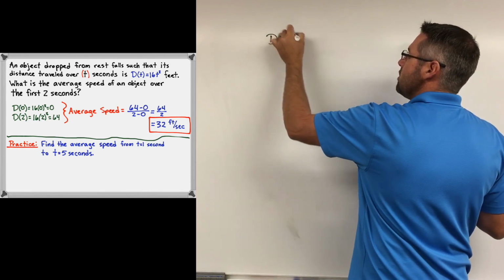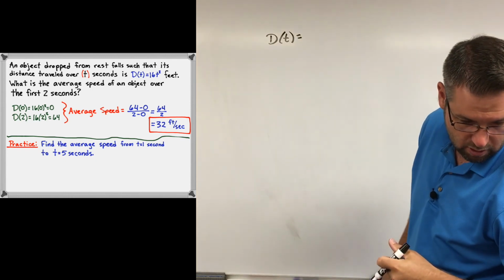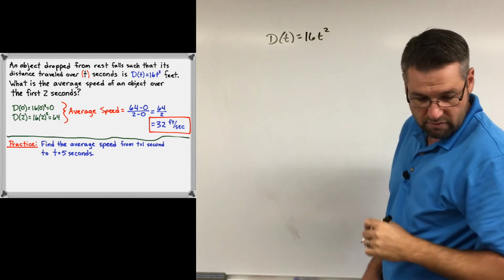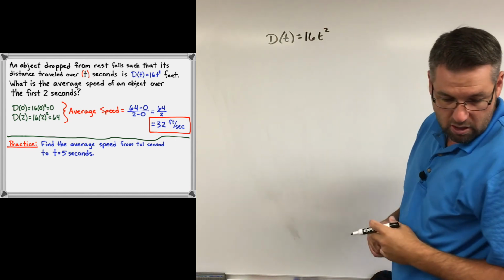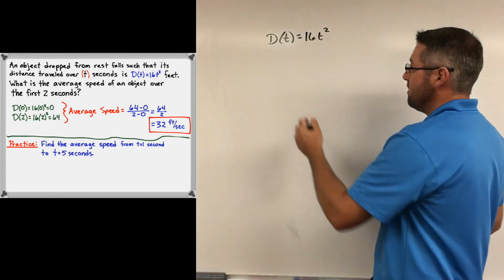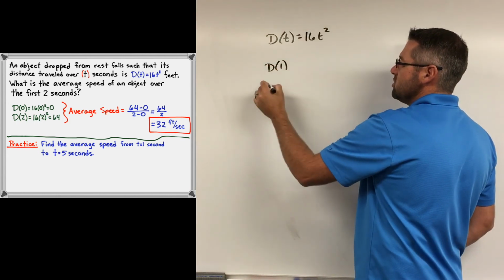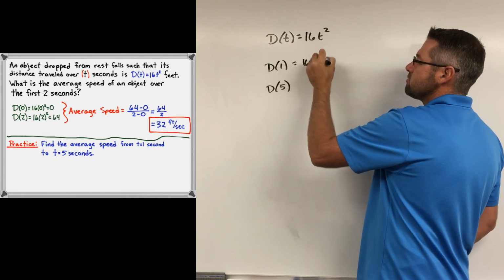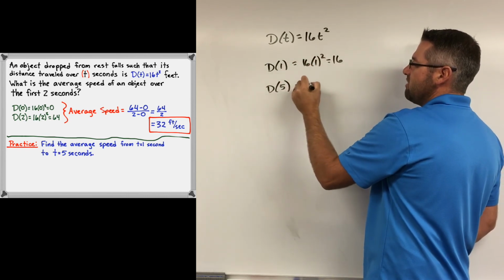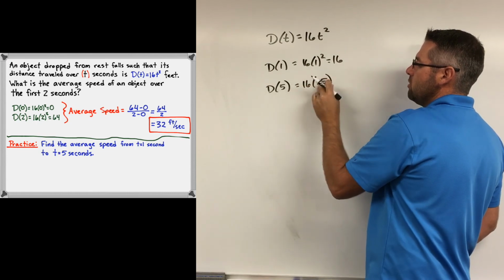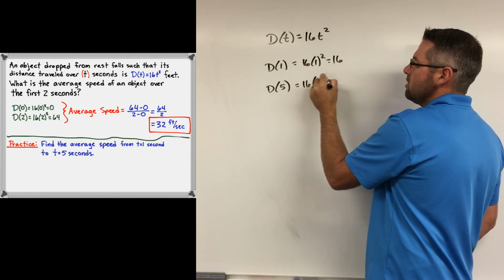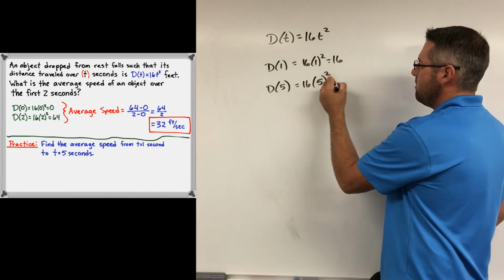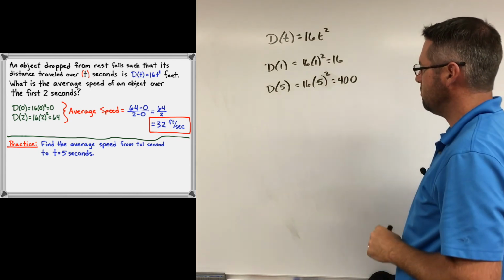All right, so hopefully you had a chance to work that out on your own. We're working with the same function here. And we are looking for the average speed or the average rate from t equals 1 to t equals 5. So we need these 2 positions, d of 1 and d of 5. So if I plug in 1 here, I end up with 16. If I plug in 5, that's going to be 5 squared is 25, times 16 is 400. I believe that is correct. We'll check it in a second.